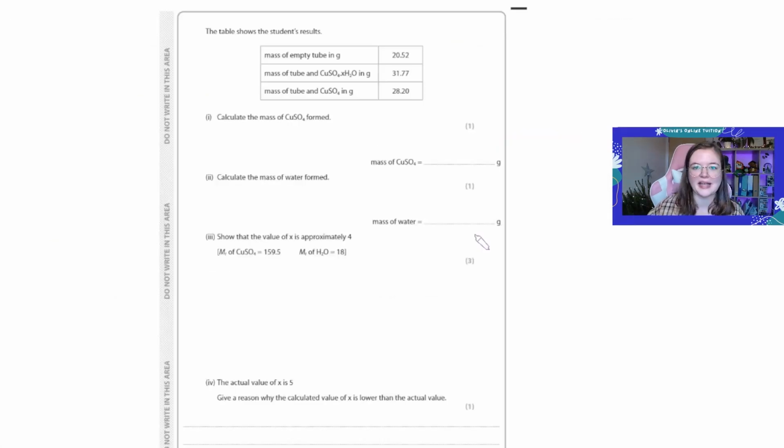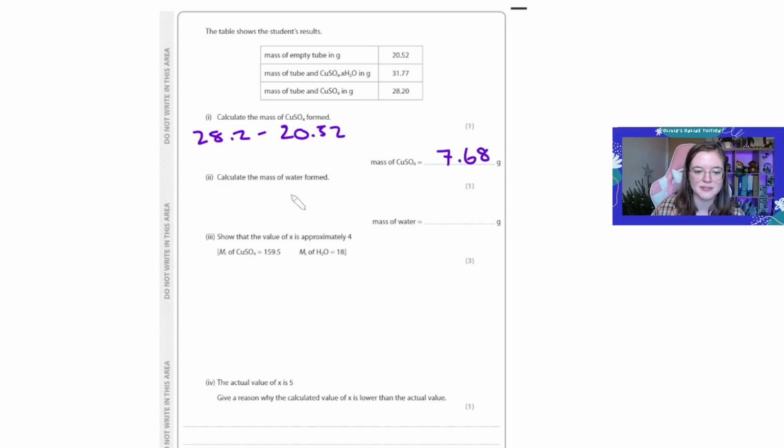Okay, on we go. The table shows the students' results. Here they all are. Calculate the mass of copper sulfate formed. Well, they've given the mass of the empty tube and the mass of the tube and copper sulfate. Therefore, we take them away from each other, aren't we? So we have 28.2 take away 20.52. I'm not going to do that in my head, you know me at this point. 28.2 take away 20.52, and that is 7.68.